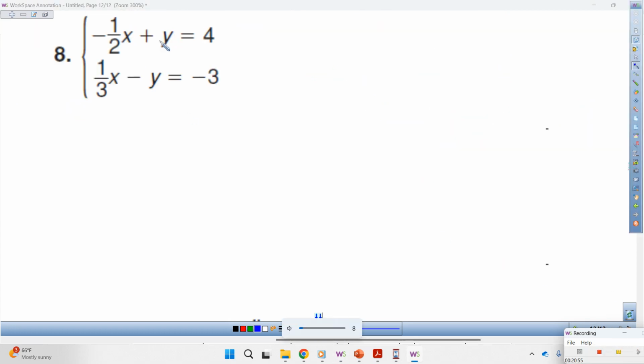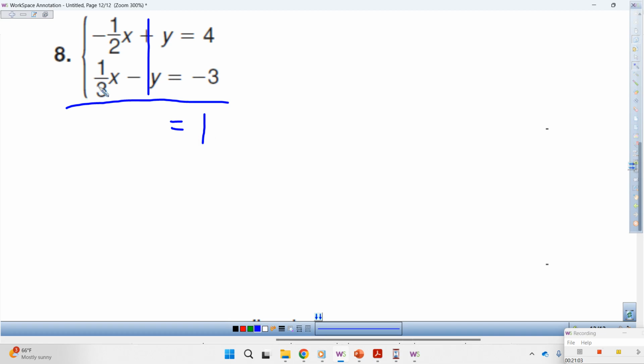It's negative 1/2 x plus y equals 4. And 1/3 x minus y equals negative 3. On this one, we can eliminate the y because it's already positive and negative, and it's 1, so we cancel that. Over here on the right, we have 4 minus 3, that's 1. And over here, we have a dilemma because now we have fractions. Well, let me write them out. 1/3 minus 1/2. How do you subtract those?